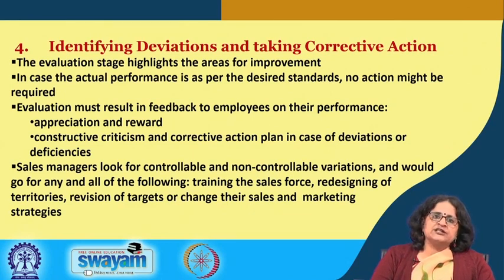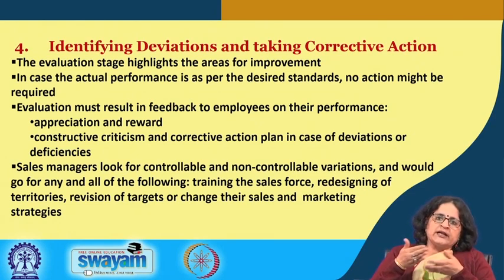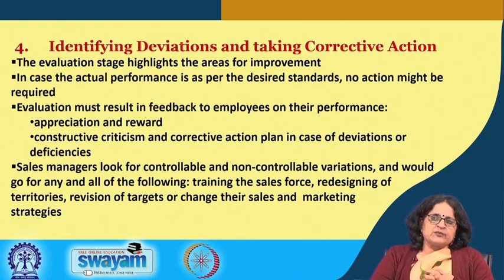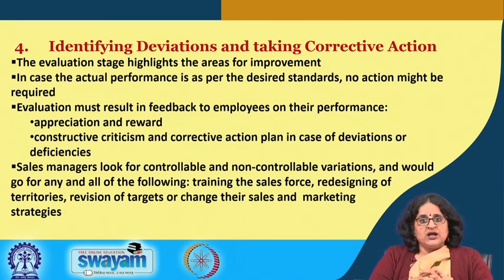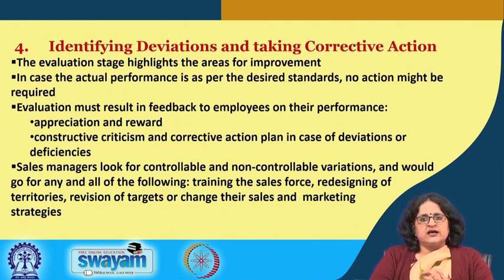Now, the fourth stage is identifying deviations and corrective action. When a comparison is made between the actual and the desired, what we would be able to identify is the gap. If the actual is more than the desired, it's a very healthy sign, and you needn't take any action, except that the sales manager, at the branch or at the zone, may decide to increase the targets or the goals for the subsequent appraisal period. However, if the gap between the actual and the desired is huge and negative, which means that the actual performance is not as per desired, it is a cause of concern, and this would mean highlighting areas for improvement.